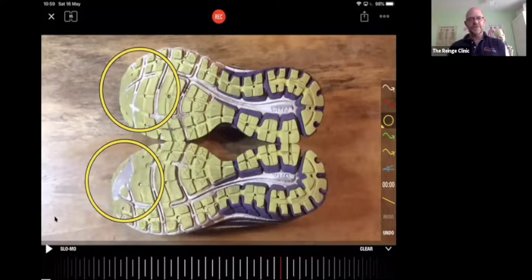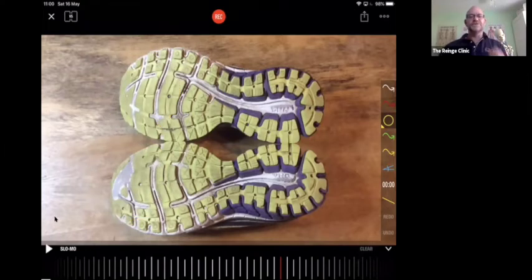What we have to do is find out why, which is something a therapist has to do, unfortunately, and, you know, strengthen the feet if we can. So this set of shoes is worn unevenly. We're going to take these two circles away. That is the most important thing you can see.